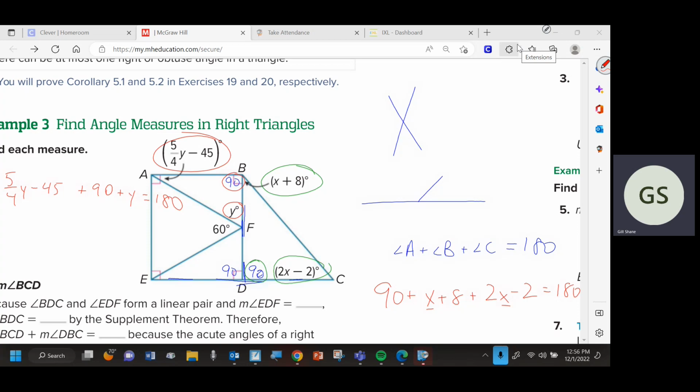The only thing you need to make sure you do is when you solve for the variable, read the question and ask if they want you to solve for the variable or for the angle. If they want the angle, you have to plug that back in and figure out what the angle is. All right, so go ahead. That's the end of the lesson.